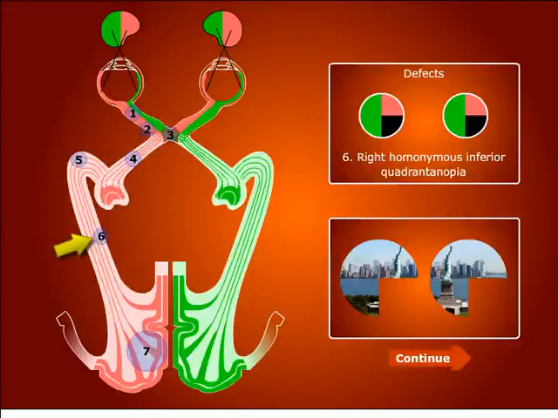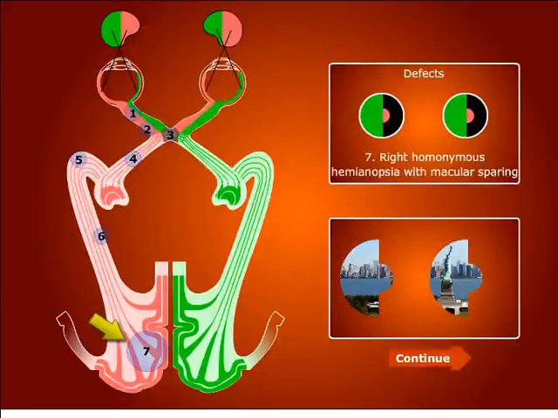Lesions to the medial fibers of the visual radiation will lead to contralateral homonymous inferior quadrantenopsia. Since in this case the lesion is on the left side, it will result in right homonymous inferior quadrantenopsia.